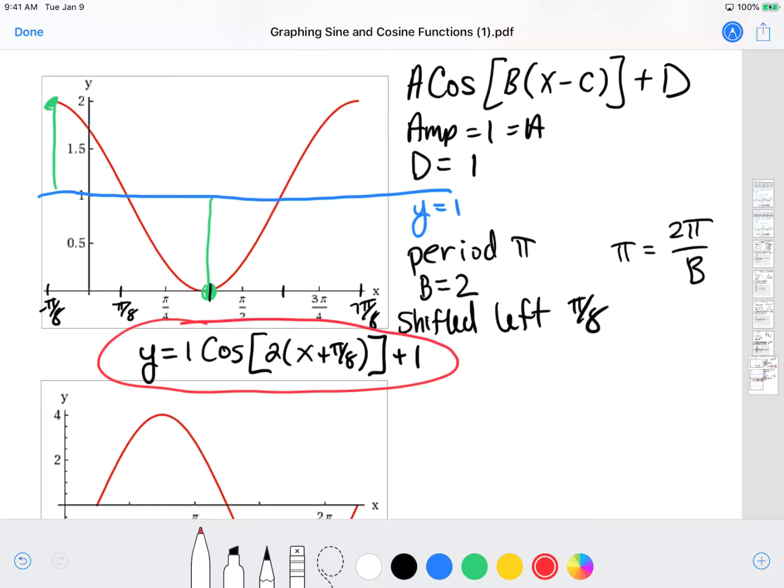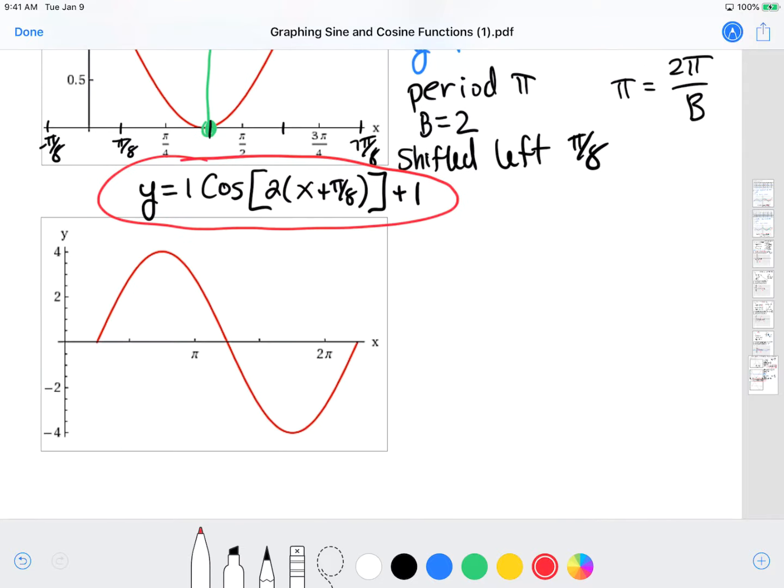And again, you can go through and graph it on your calculator to check to make sure you've got it right. So for your x min, you would put negative pi over 8. For your x max, you would put 7 pi over 8. And then for your y max, you would put in 2. For your y min, you would put in a 0, because it goes from 0 to 2 for y, and it goes from minus pi over 8 to 7 pi over 8 for x.